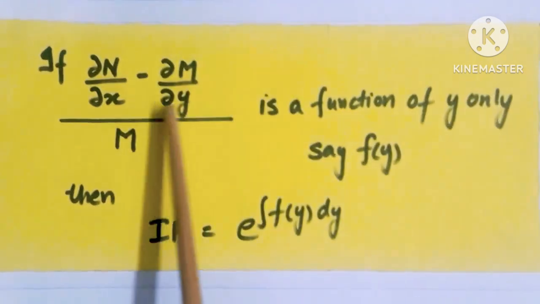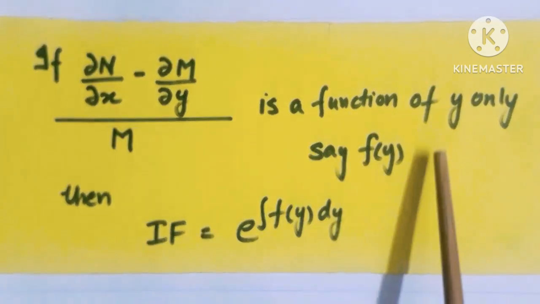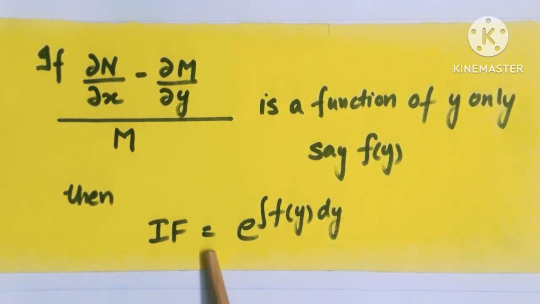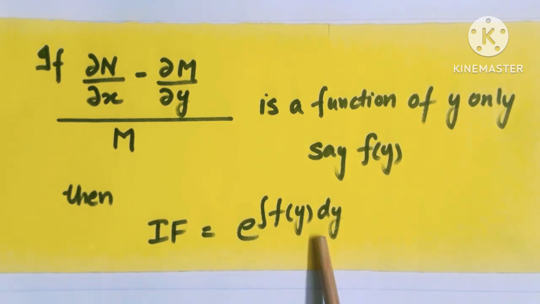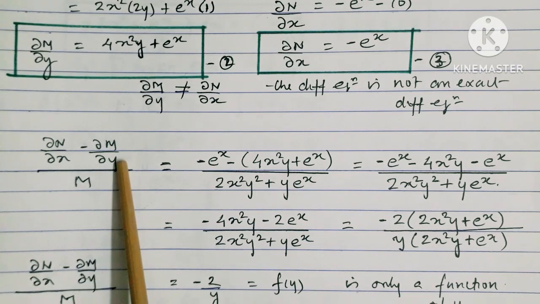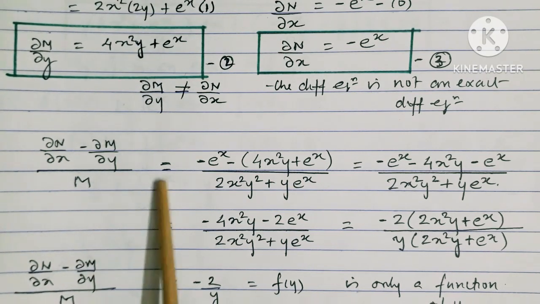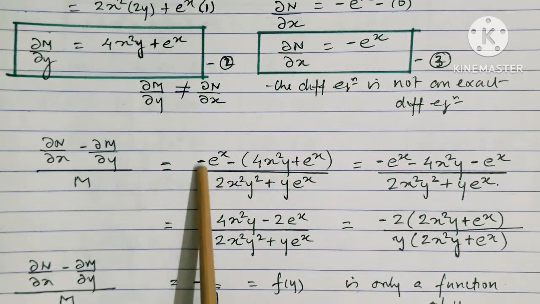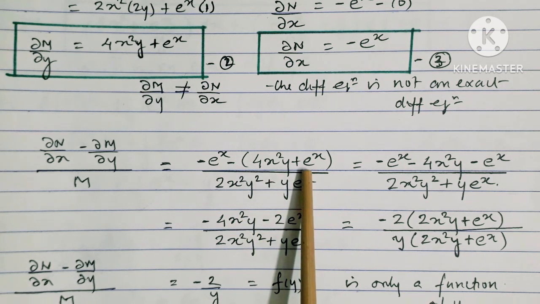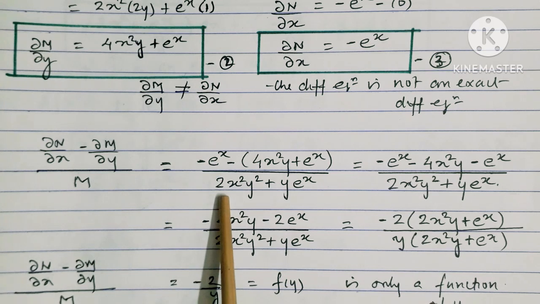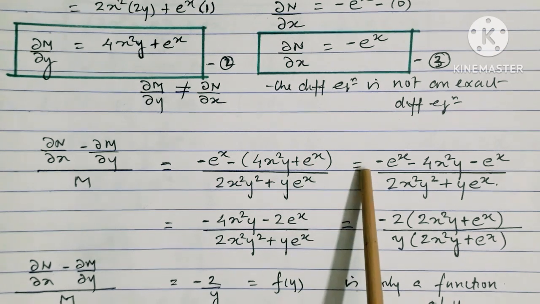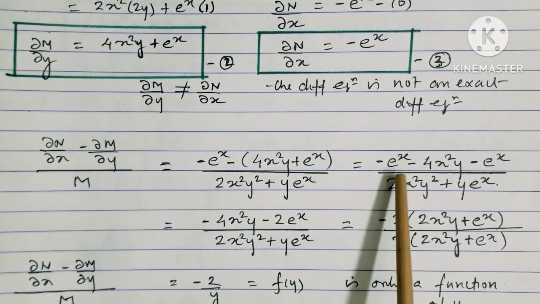If (∂N/∂x − ∂M/∂y)/M is a function of y only, say f(y), then the integrating factor is equal to e raised to the integral of f(y) dy. Now, (∂N/∂x − ∂M/∂y)/M is equal to −e^x − (4x²y + e^x) upon 2x²y² + y·e^x, and this will be equal to −e^x.